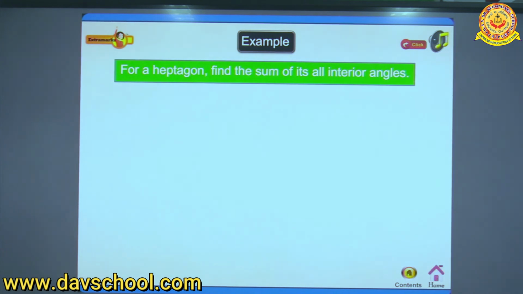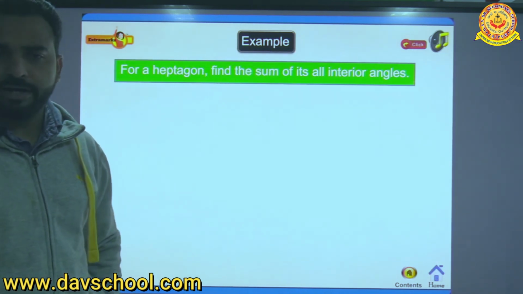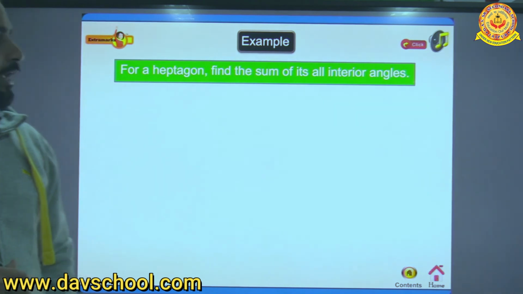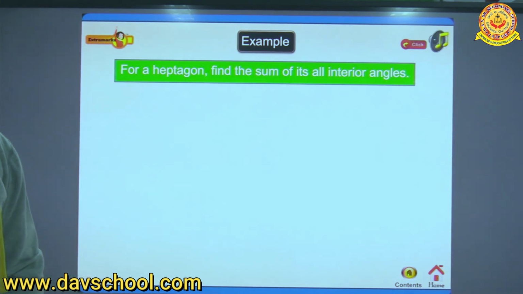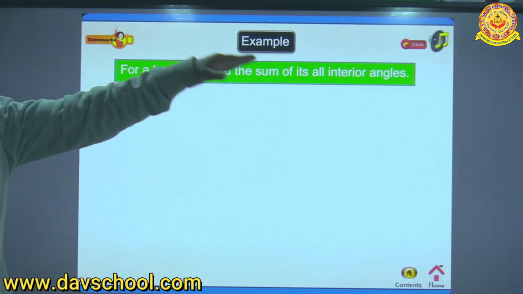For a heptagon, can you tell me what is the number of sides? Seven. Hepta means 7 and hexa means 6. So don't get confused in that. Hexa 6, hepta 7. So for a heptagon, find the sum of all interior angles. Find it quickly. It does not depend on regular. Not each, sum of all interior angles.